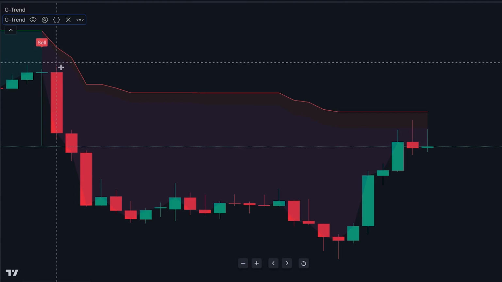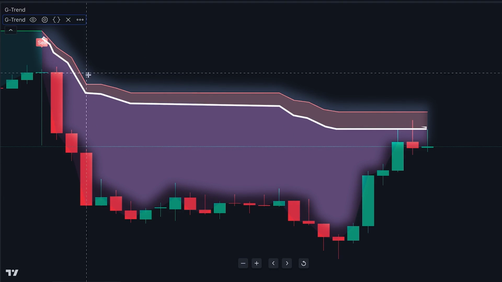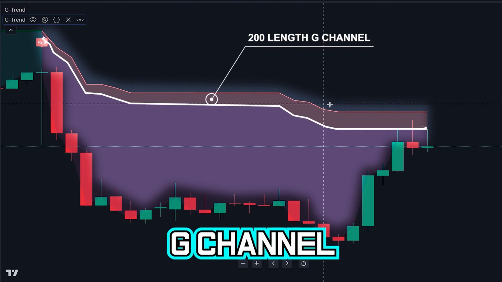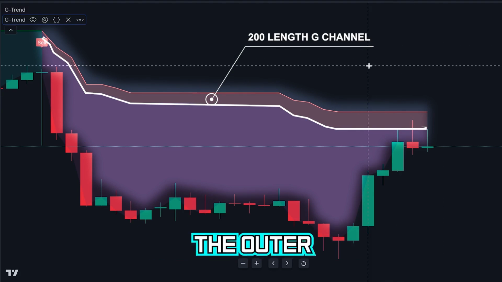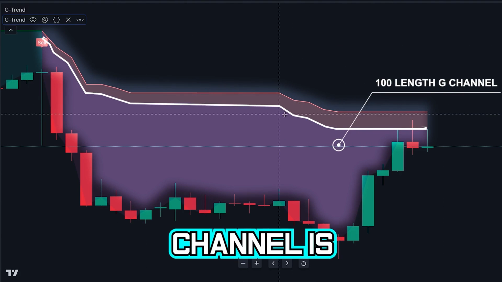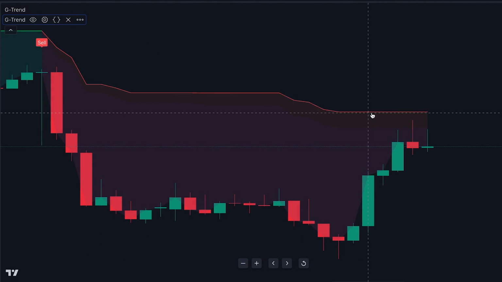Now we can see that by combining these two indicators we now have these zones, allowing us to get even better entries based on a healthy amount of retracement. This is due to the fact that the 200 length G-channel is being used to determine the outer extremities of the long-term trend, and the 100 length G-channel is being used to determine the extremities of the inner trend, creating this inner pocket for execution.